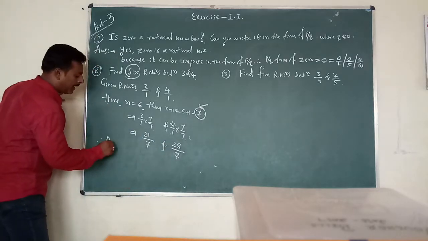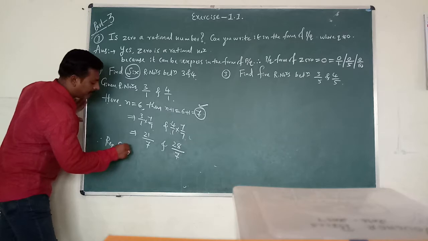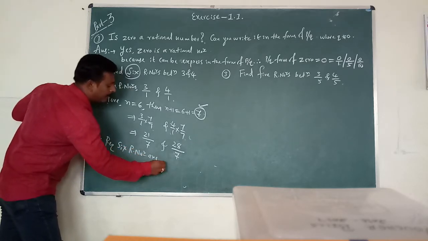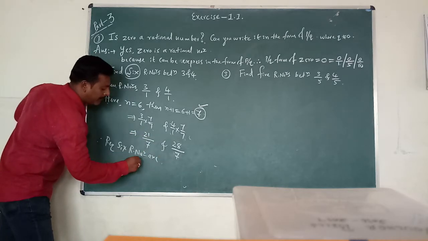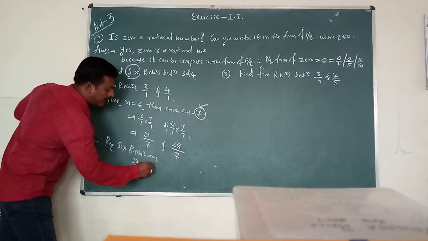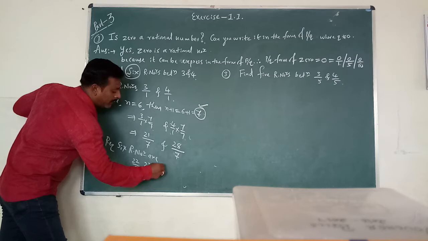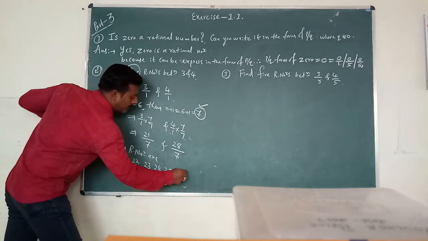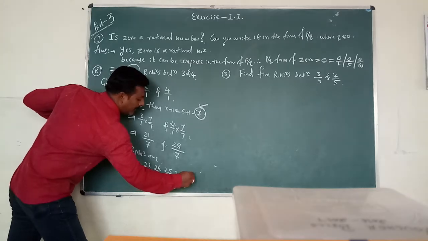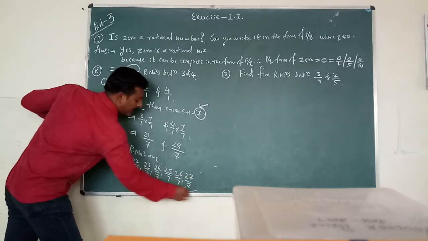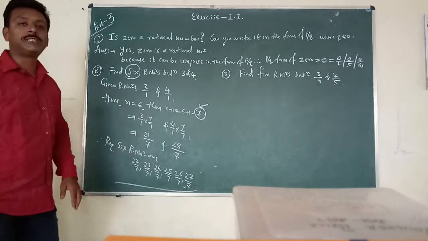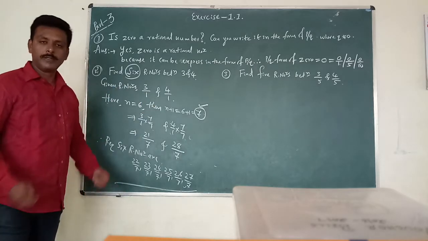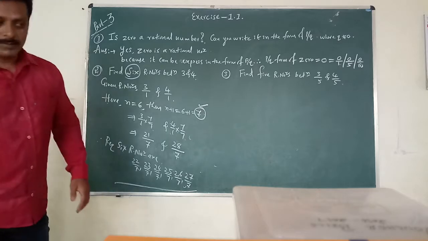Therefore required 6 rational numbers are 21 के बाद 22 by 7, 23 by 7, 24 by 7, 25 by 7, 26 by 7, 27 by 7. These are the 6 rational numbers between given two numbers. Is it okay? Yes, sir.